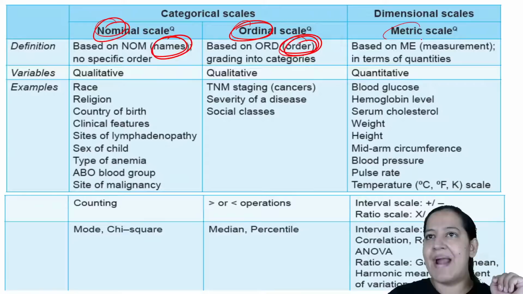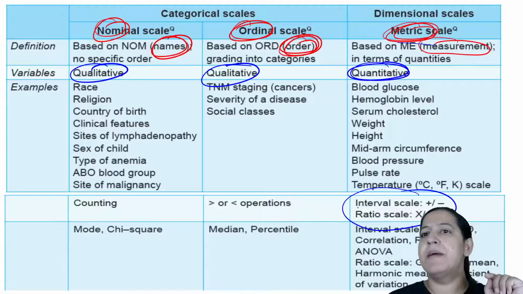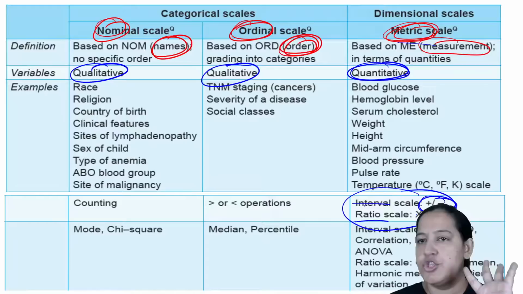And see here, the first two are for qualitative. Metric is for quantitative. And metric is of two types, interval and ratio. In interval, you can do only subtraction and addition. You cannot take the ratio. In ratio scale, you can take multiplication and division also. Done or not? So give me a thumbs up.